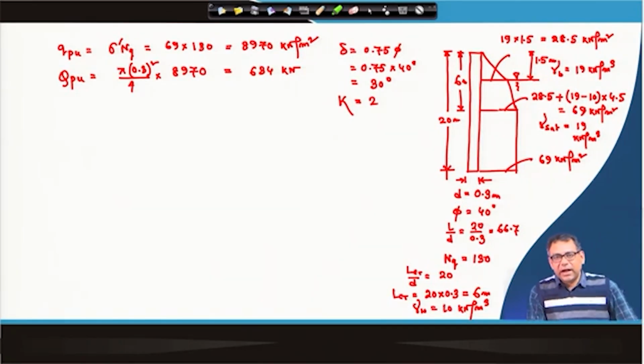So, in the next class I will discuss how we can determine the friction resistance, because I have discussed the tip resistance and I have also discussed the pressure distribution along the pile considering the critical depth concept. In the next class I will discuss how we can calculate the friction resistance, and then we have to calculate the total load carrying capacity of the pile.